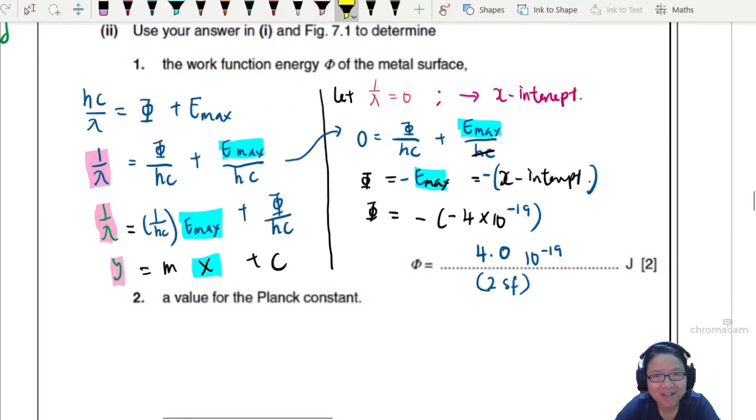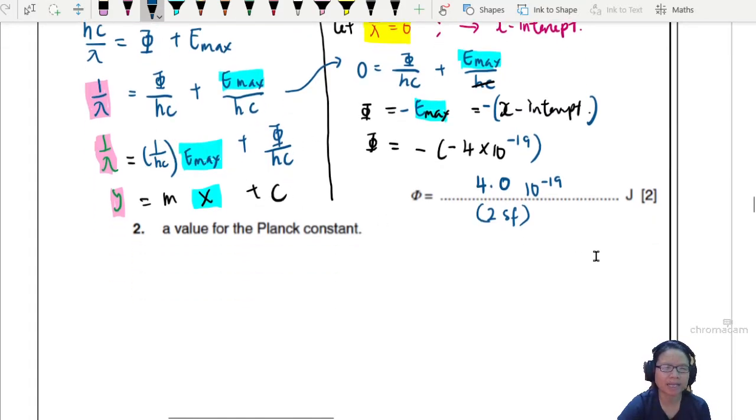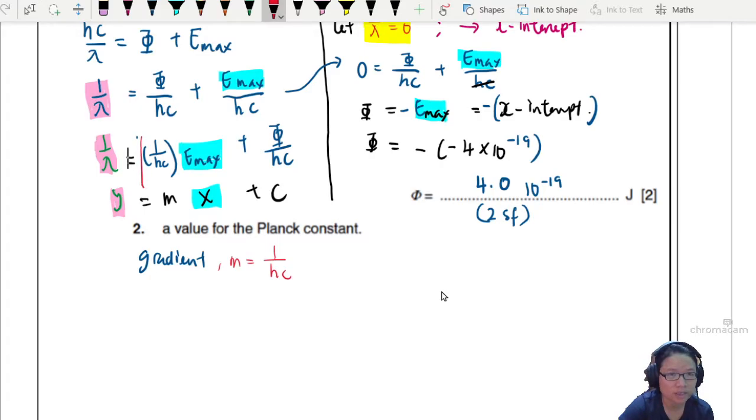So by using 1 over lambda is 0, step 2. Now we want to find Planck constant. There are so many ways to find Planck constant. You could use the y-intercept, but I would rather keep it clean and tight and use gradient. You can tell from this expression that gradient is 1 over hc. So I'm going to write: gradient m is equal to 1 over hc. You write this one, you get 1 mark already.